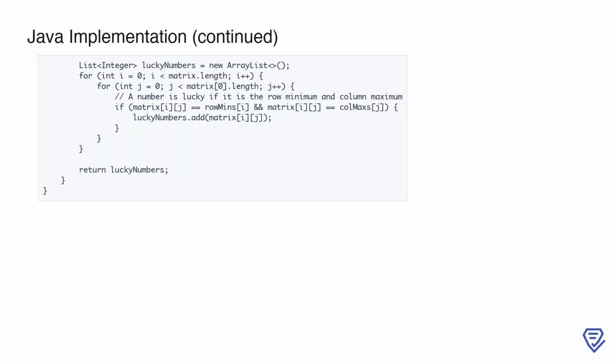Now that we have the row minimums and column maximums, the next step is to identify the lucky numbers. We define a list called lucky numbers to store these special values. We then iterate through each element of the matrix using nested loops. For each element, we check if it matches both the row's minimum value and the column's maximum value. If it does, we add it to the lucky numbers list. This ensures that only numbers that satisfy both conditions are included. Finally, we return the lucky numbers list, which contains all the lucky numbers in the matrix. This approach ensures that we efficiently find the required numbers while keeping the code simple and readable.